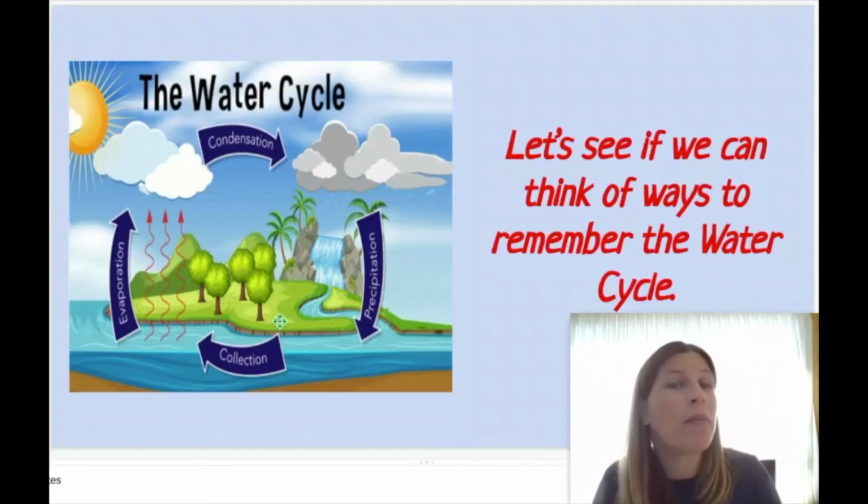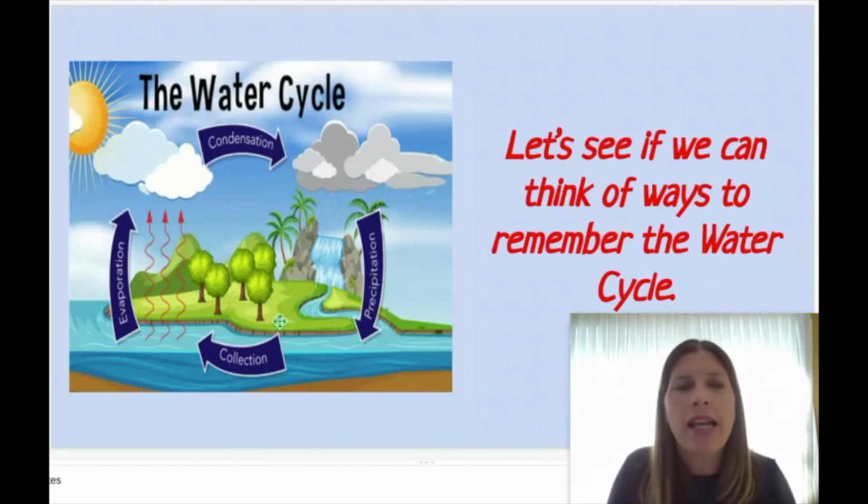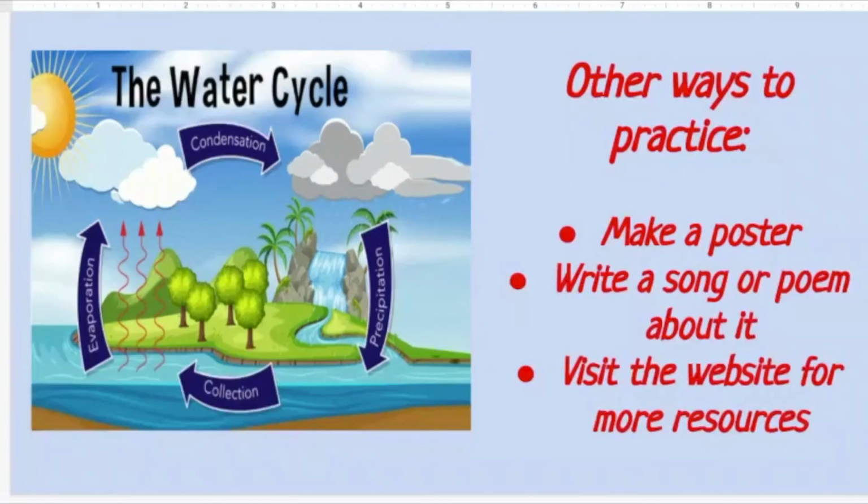Wow! So that's something you can practice at home, and that's a way that you can help show someone at home what the water cycle is. Let's see if we can think of more ways. So I heard before other ways people said to practice the water cycle. You can make your own poster and hang it in your room or on your refrigerator and practice the different steps every day. You can write a song or a poem about it. I know some people out there are really creative and can make a song or poem to help you remember the water cycle. And of course, you can visit the website for more resources. Have some fun with the water cycle. Get to know it.